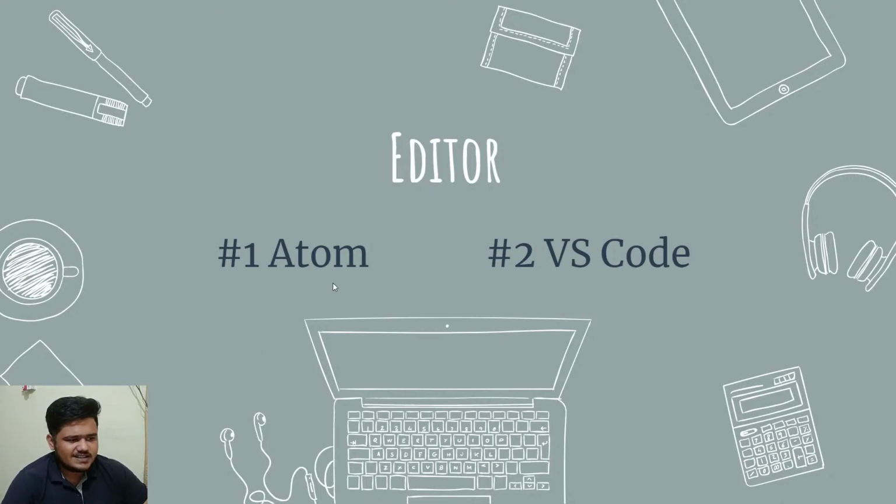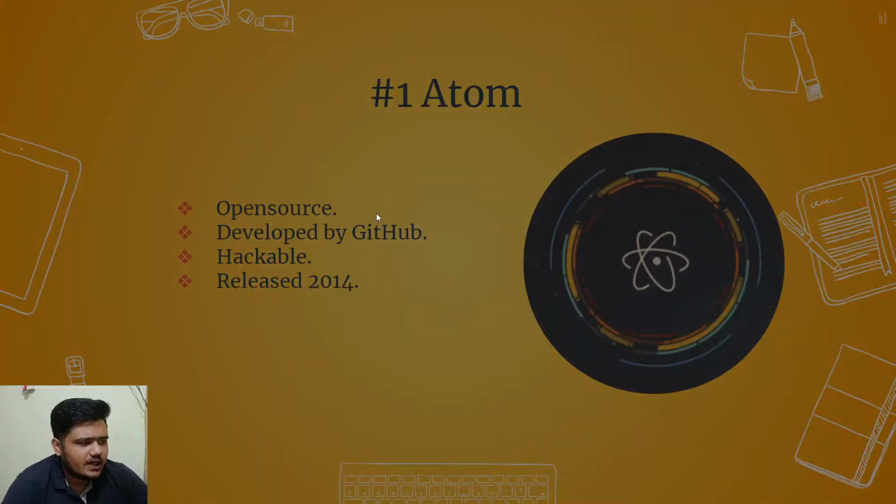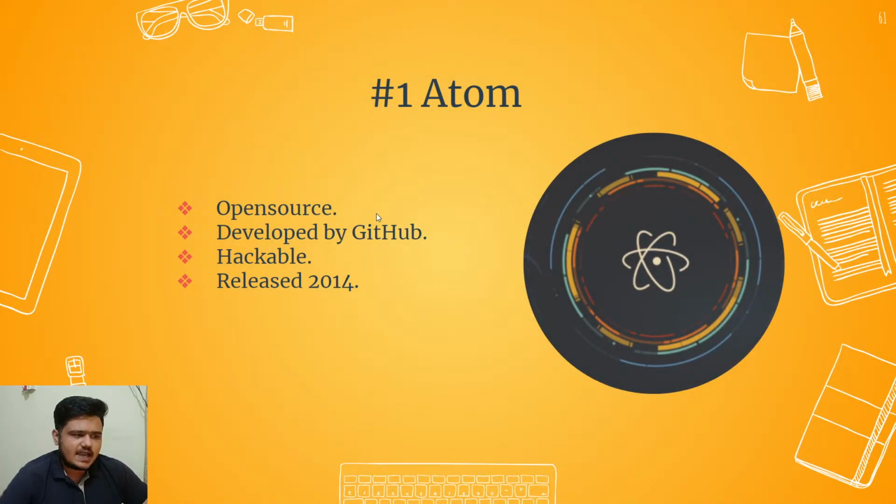So moving forward, let's see some of the pointers of these particular editors, right? So first we'll discuss Atom. Atom is open source. It is developed by GitHub, right? And it was developed and released in 2014. Apart from that, Atom is described as a hackable text editor for the 21st century, right? So these are some of the basic things, right?